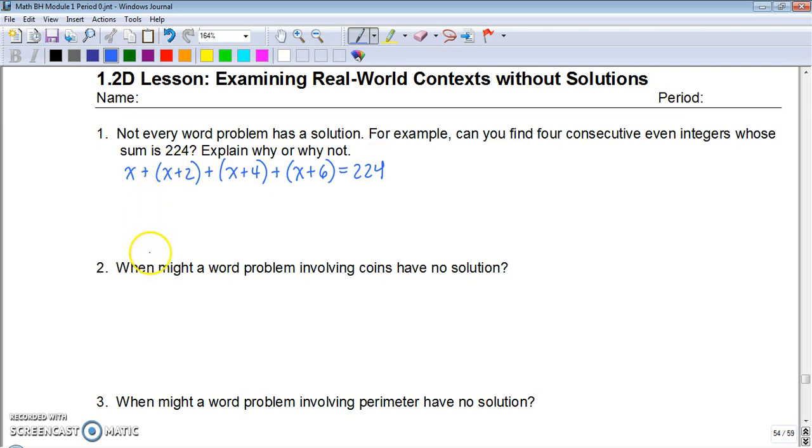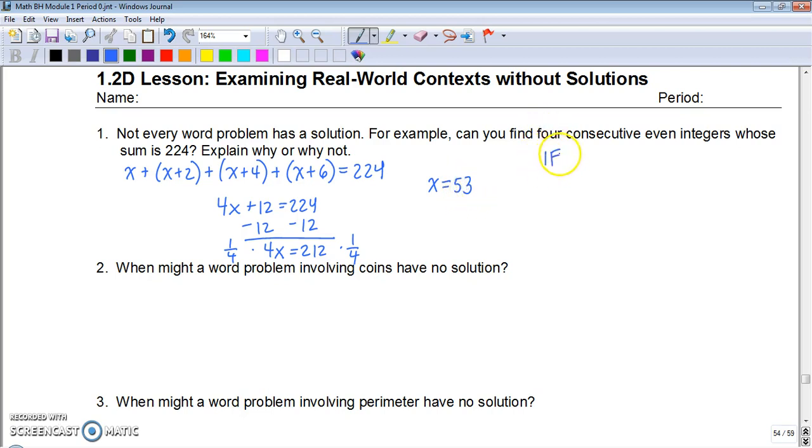And I'm not going to write out our let statements in this case, but our let would be that x is the first even integer, x plus 2 is the second, x plus 4 is the third, and x plus 6 is the fourth. When we combine like terms, we get 4x plus 12 equals 224. We solve. It's 212 multiplied by a quarter, and we end up getting that x equals 53. And so we find that the first, what was supposed to be an even integer, is not an even integer.